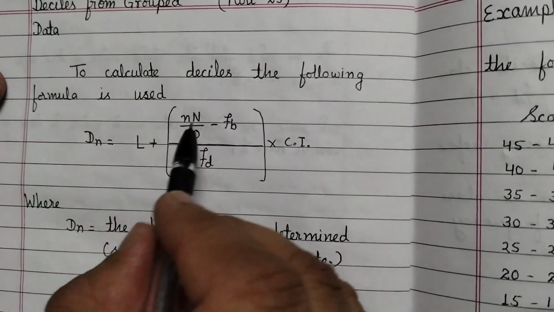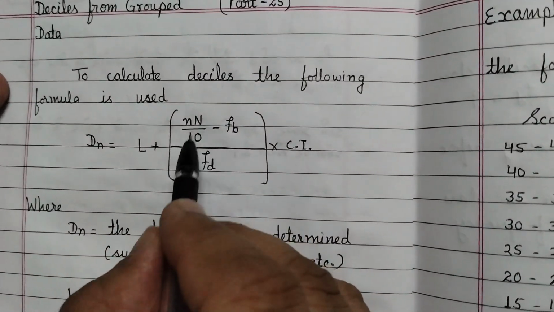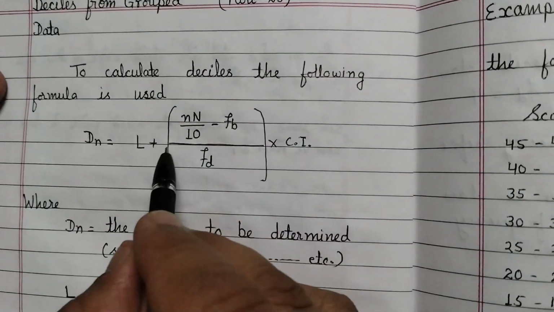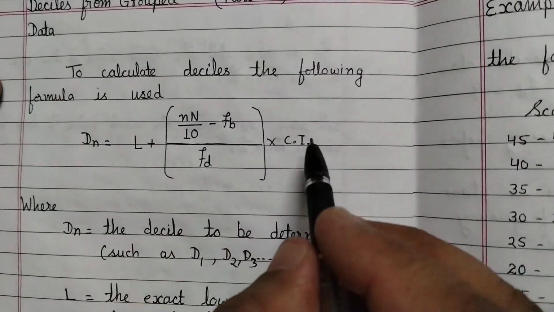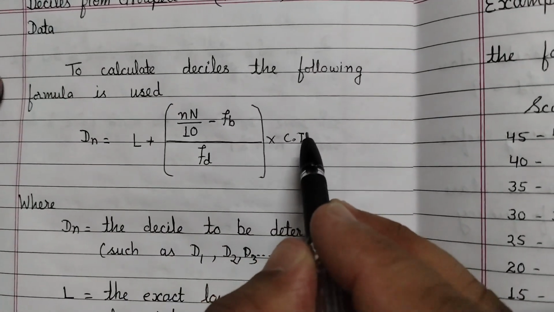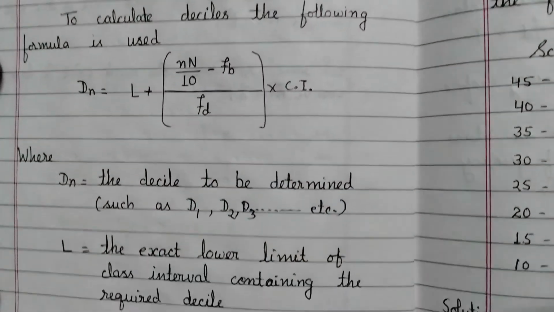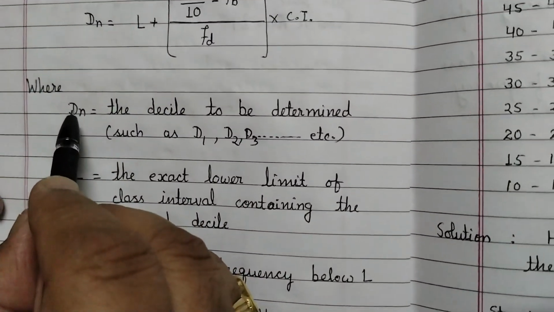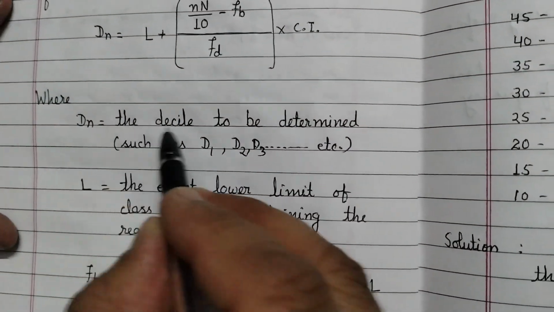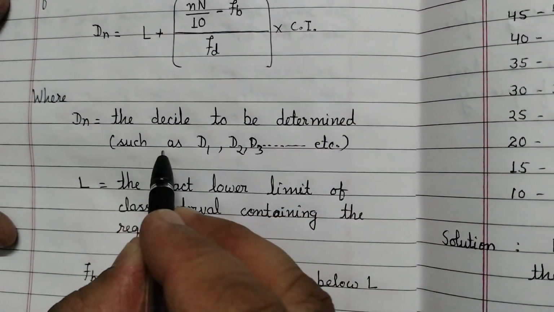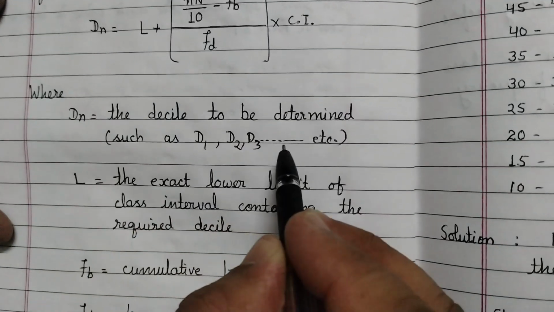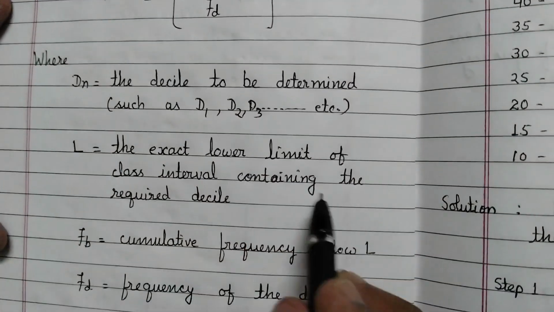dn is equal to L plus (n times N divided by 10 minus FB) whole upon FD, multiplied by Ci, where the symbols have meaning as follows: dn stands for the decile to be determined, such as d1, d2, d3, d4, d5, d6 and so on.